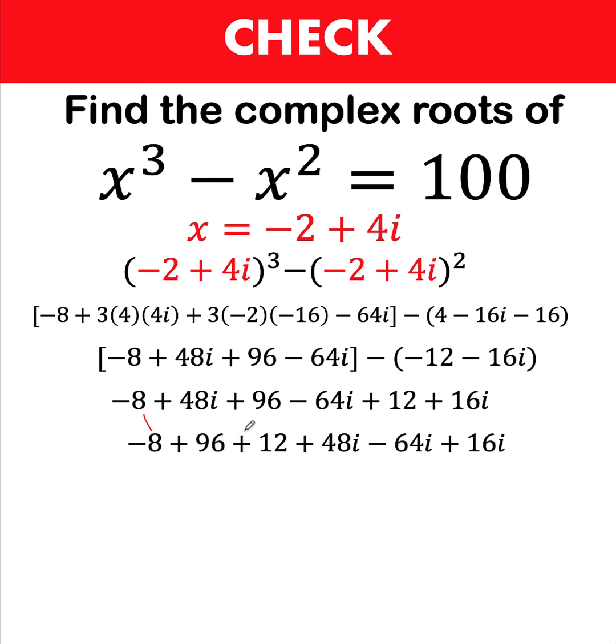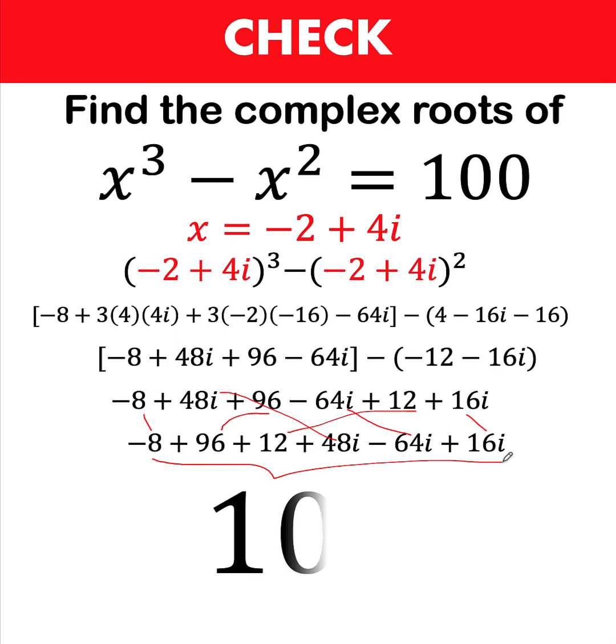We have this negative 8, we have this 96, and we have this 12, then this 48i, this minus 64i, and this plus 16i. Negative 8 plus 96 plus 12 is 100, and 48i minus 64i plus 16i is 0i or 0. So therefore, summing this up, the result is 100, which is the right side. That confirms that our answer is correct.